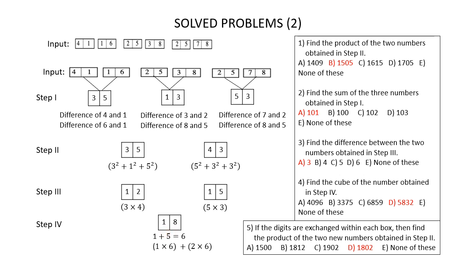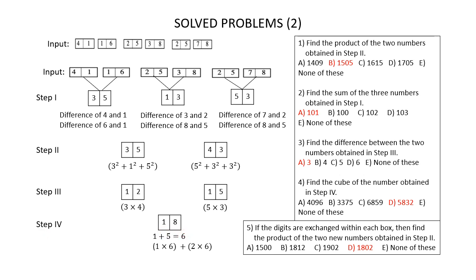This means 1 plus 5 is 6. 6 is multiplied with 1 first and then 6 is multiplied with 2. Then those two numbers are added to get the number in step 4. So 1 plus 5 is 6 and 6 multiplied by 1 is 6 and 6 multiplied by 2 is 12. So 6 plus 12 is 18 and 18 is the number in step 4.